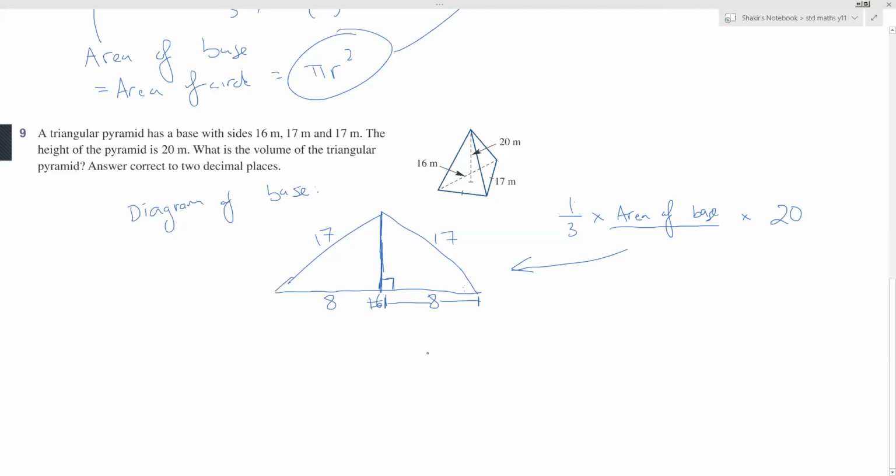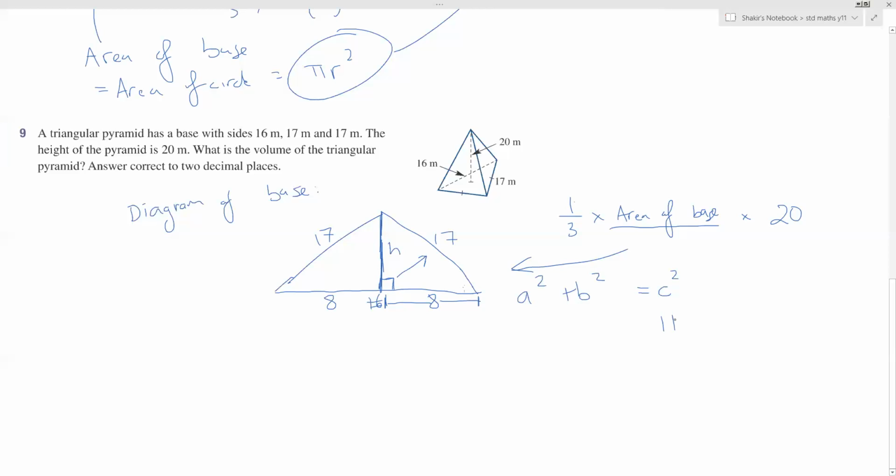I can now use Pythagoras' theorem to find the height, h, of this particular triangle. Pythagoras' theorem is a squared plus b squared equals c squared, and c squared is the hypotenuse, the longest side. The hypotenuse is opposite the 90-degree angle. So the hypotenuse is 17 here.